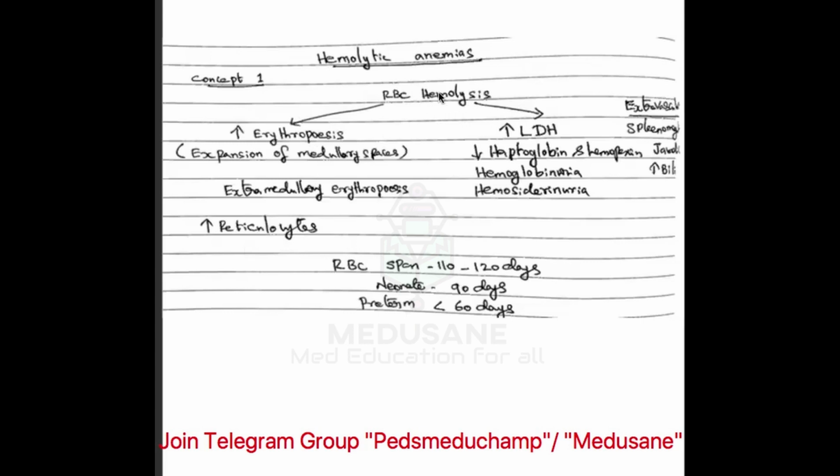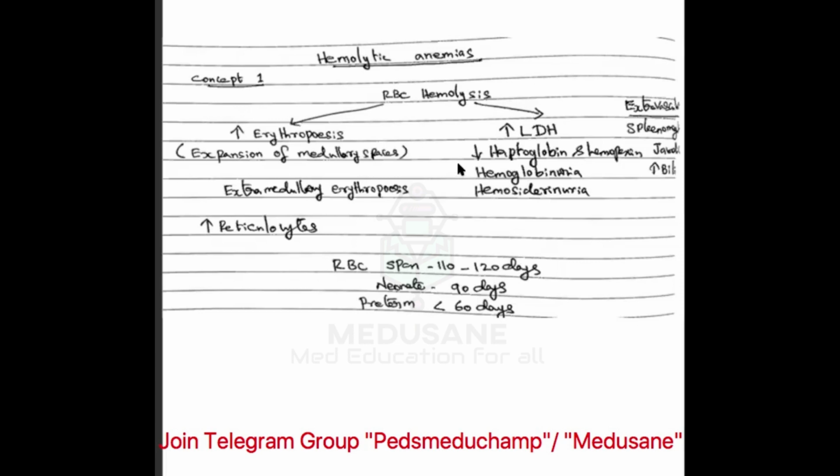And whenever the RBCs are going to lyse, the LDH which is in the RBC is going to be released. So you have increased LDH. The hemoglobin will be binding to the haptoglobin, so haptoglobin will get reduced, and hemopexin will be reduced. So in hemolysis, LDH is elevated, which is released from the RBC, haptoglobin is reduced, hemopexin is reduced.